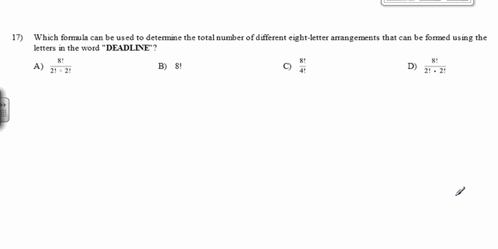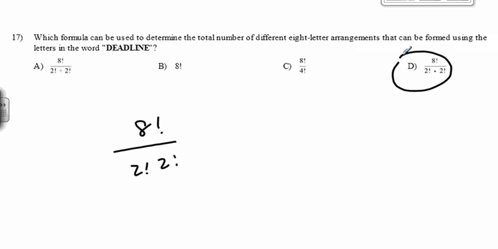Good. Last question, we have the word deadline. How many different 8-letter arrangements? So we have 8 letters, so again, that's going to be 8 factorial, divided by the number of letters that repeat. So we have 2 D's, that's 2 factorial. We have 2 E's, 2 factorial, and that's it. So it's divided by those.